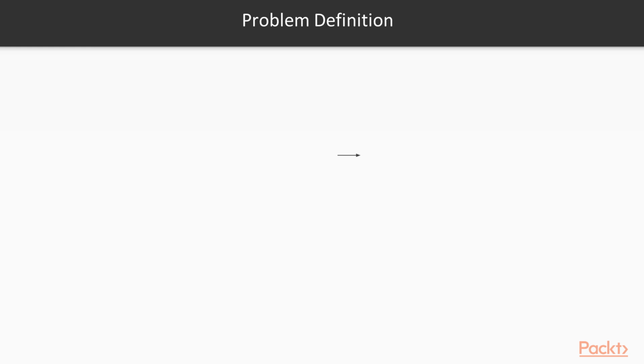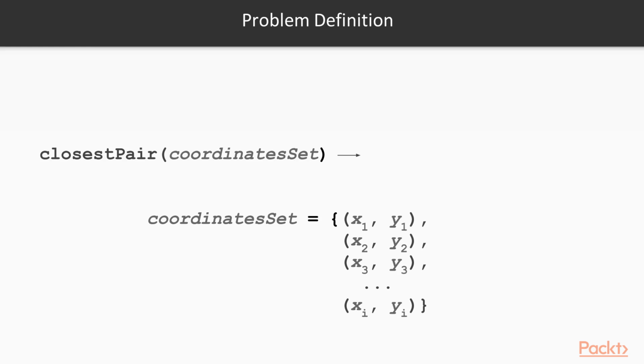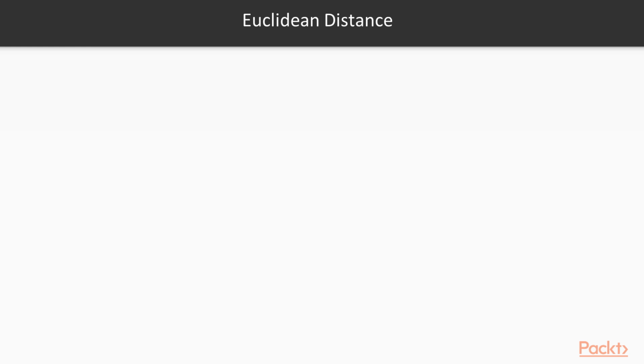To solve this problem, we need a function. Let's call it closest pair. This function accepts an input containing a set of x and y coordinates. It then returns 2 points represented by the 2 x and y coordinates for which the distance is at a minimum.